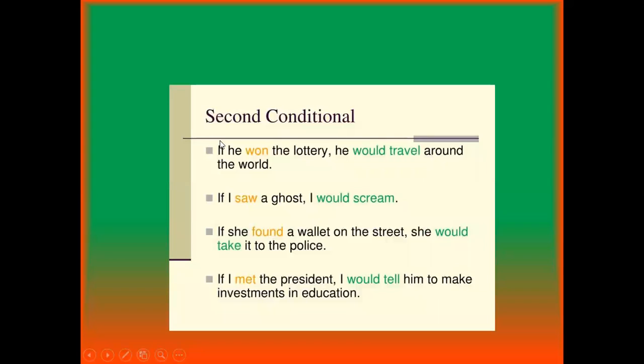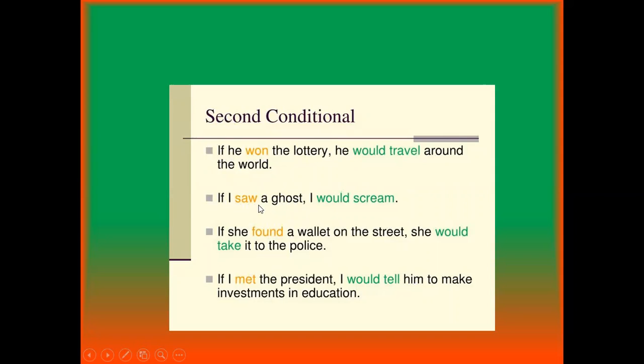Examples. If he won the lottery, he would travel around the world. Si él ganara la lotería, él viajaría. Take a look that would is constant. El would siempre se va a usar constante. Ese va a ser el él viajaría, él gritaría, él lo llevaría a la policía o él le iría. Okay, so that's how we would create that structure. The if is going to be with the simple past. If he won, si él ganara la lotería, él viajaría por el mundo.